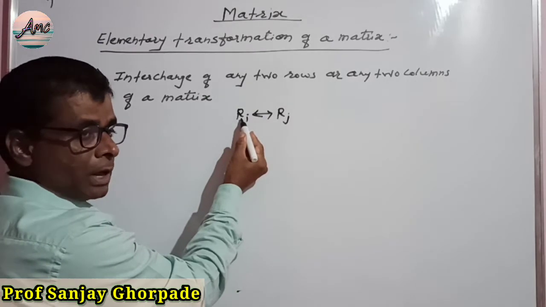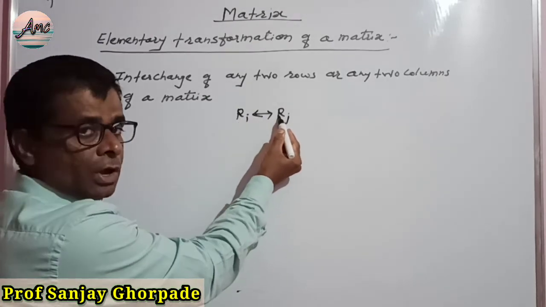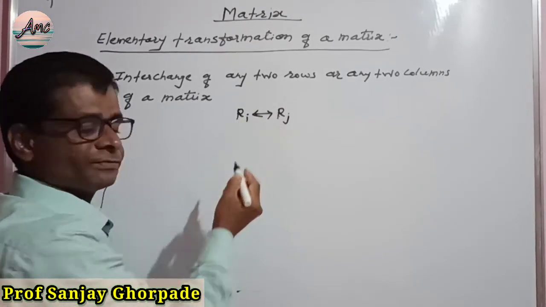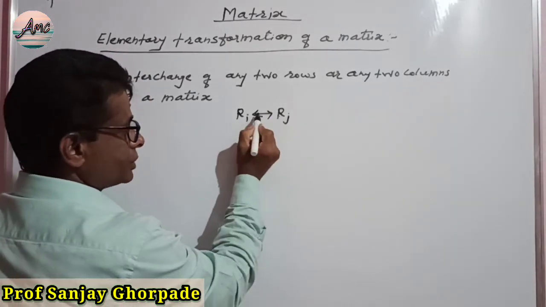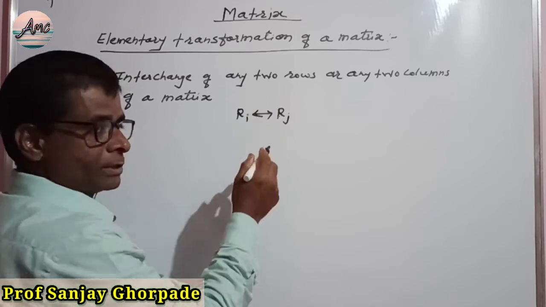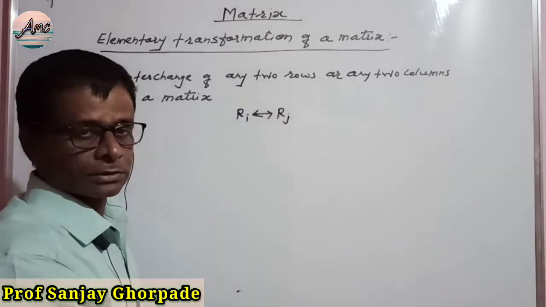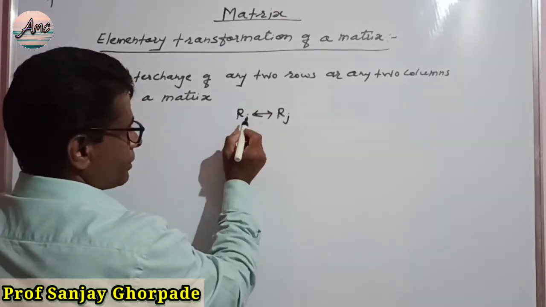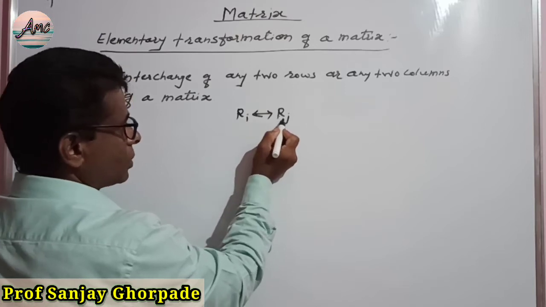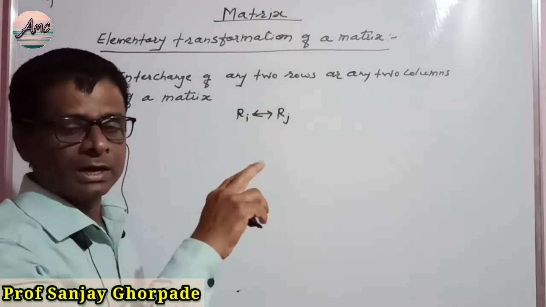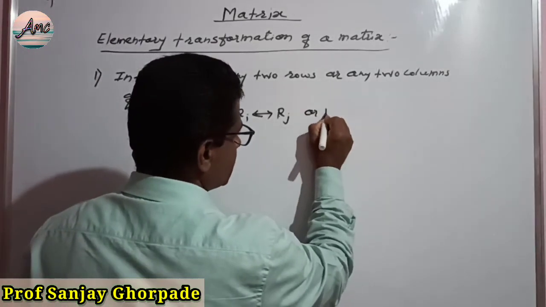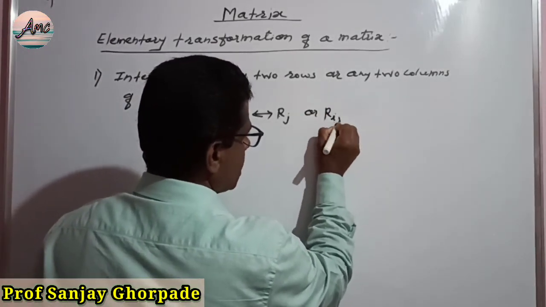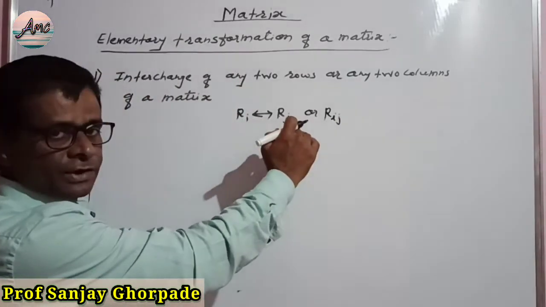Ri, Rj. Here R stands for what? Row. So the interchanging of two rows is represented by the symbol, the double-sided arrow mark. What is the meaning of this? The ith row and jth row of the same matrix are interchanged, or it is also denoted by this symbol Ri. This is in case of what?